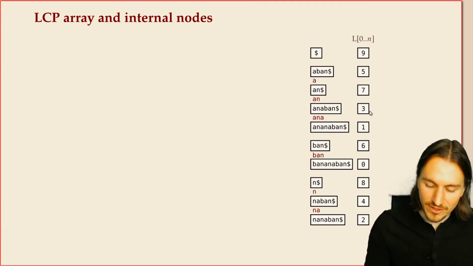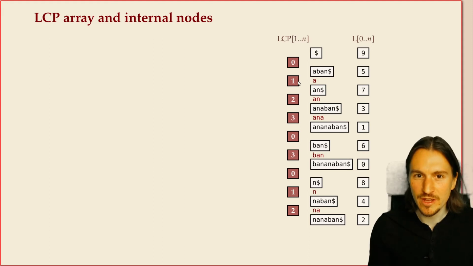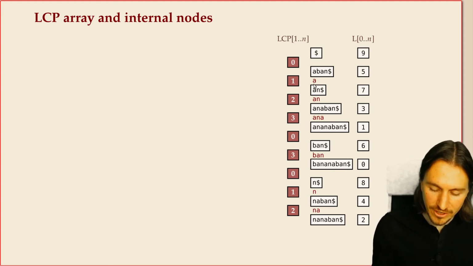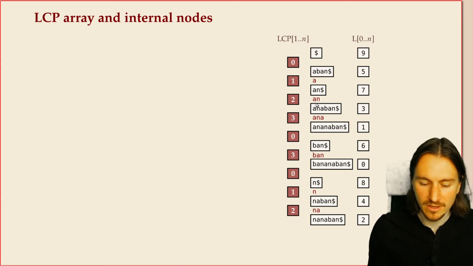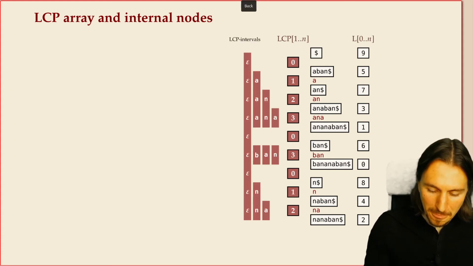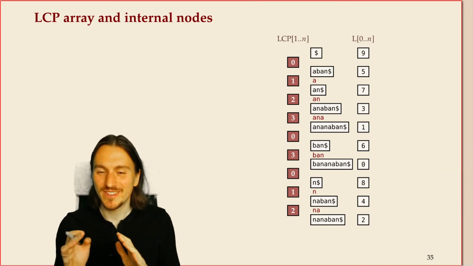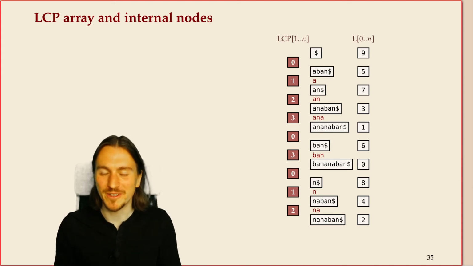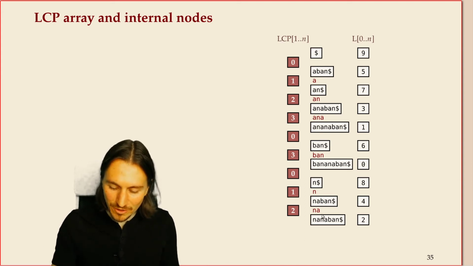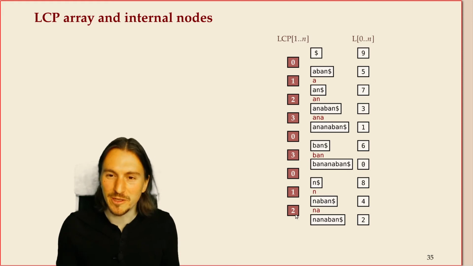So here we have again the suffixes in sorted order and their LCP values. These are the strings, and the LCP array stores the length of this shared prefix. Okay, that's all there is to it. So far, this is just the definition. It's very elementary, very simple. You can sort all the suffixes, then you get the suffix array. You can compare how much they overlap, then you get the LCP array.